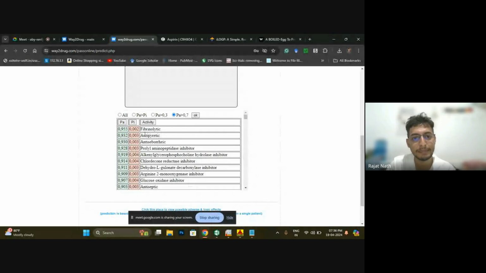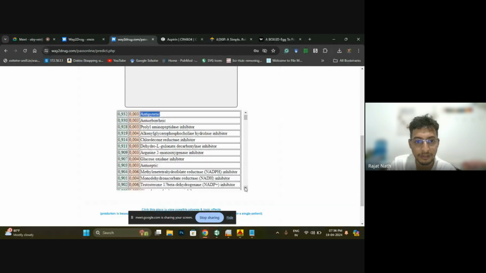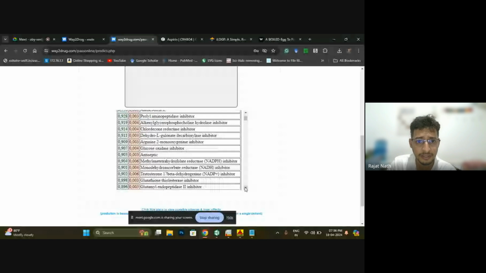So see, there is antipyretic activity shown by the compound. If you are working with a ligand having antipyretic activity, you can choose this ligand because it has a 93.2% probability of showing antipyretic activity. Then if I scroll down, it is antiseptic. That compound can be used as an antiseptic, and there is a 90.3% chance. Then this is the NADPH inhibitor, NADH inhibitor, NADP plus inhibitor.